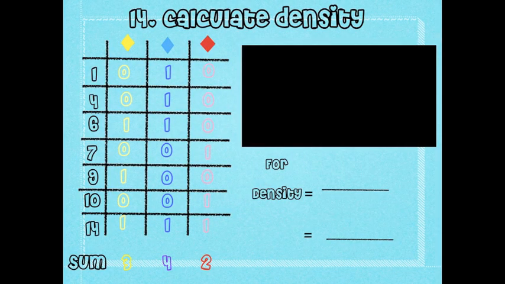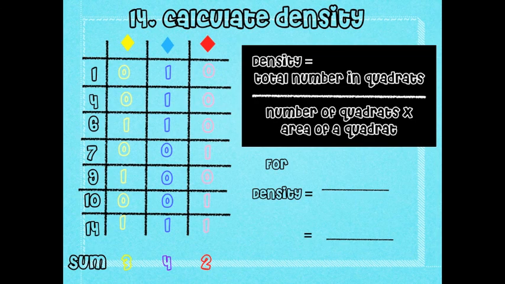Now we are done with the lab and we need to calculate the estimated density of species 1, 2, and 3 in this area. The formula is the total number counted divided by the number of quadrats multiplied by the area of a quadrat. For yellow diamond, the sum of numbers in all quadrats is 3. The number of quadrats sampled was 7, and the area of a quadrat was 1 square meter. Therefore, the estimated population density of yellow diamond is 3/7 per square meter.